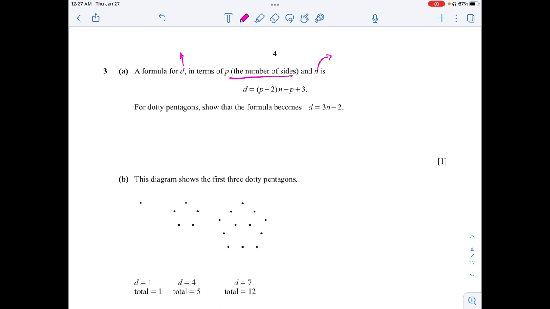D is equal to P minus 2 times N minus P plus 3. For dotty pentagon, show that this formula is this one. So dotty pentagon. Pentagon means how many sides it should be having? 5 sides. So just plug in 5 over here. 5 minus 2 times n minus 5 plus 3. So this becomes 3n minus 2. That has to be proved.